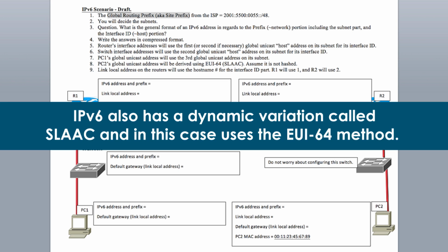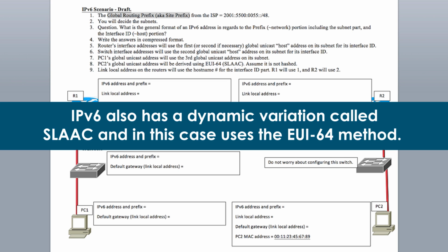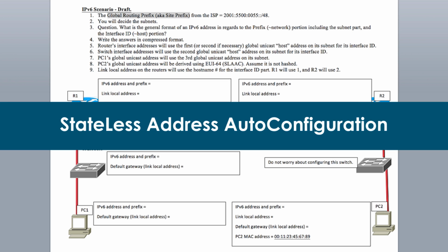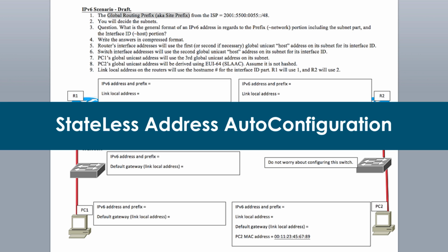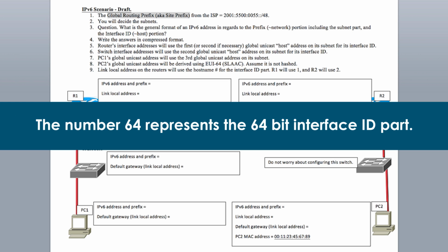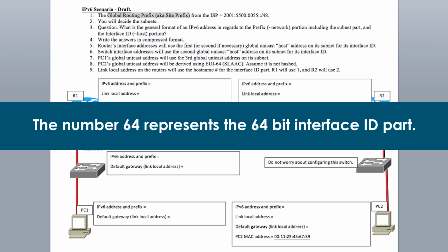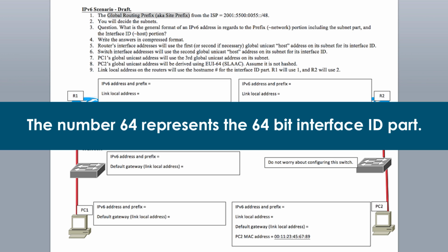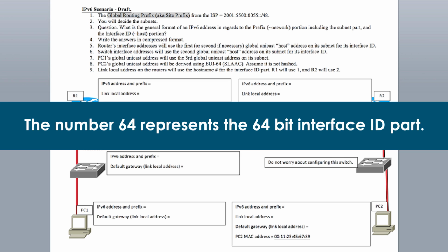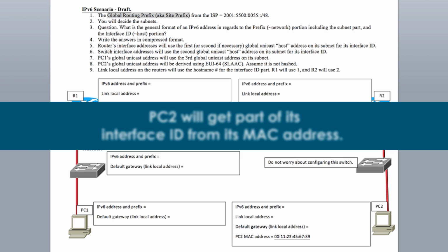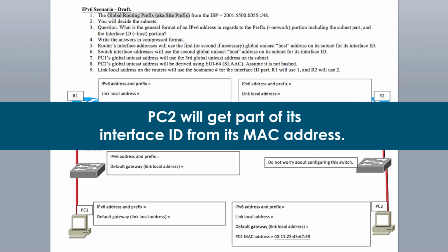case uses the EUI-64 method. The letters in SLAAC stand for Stateless Address Auto-Configuration, and the letters in EUI stand for Extended Unique Identifier. The number 64 represents the 64-bit interface ID part. There's a detailed explanation pertaining to PC2 getting an IPv6 address using this method in a future video in this series, but for now, realize PC2 will get part of its interface ID from its MAC address.